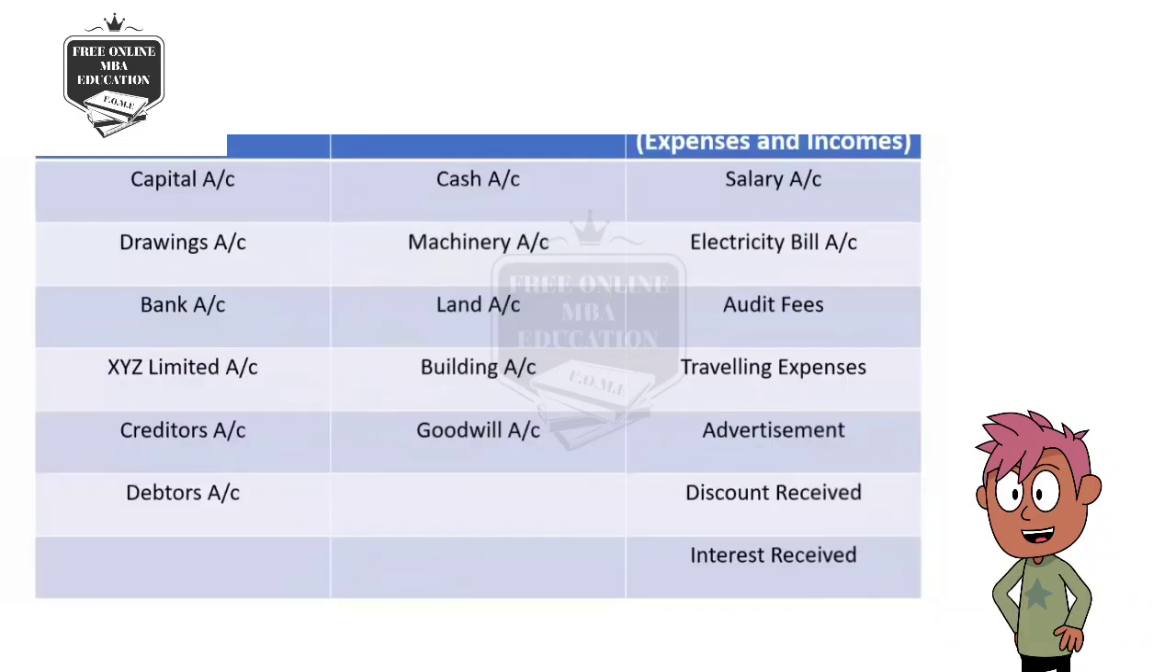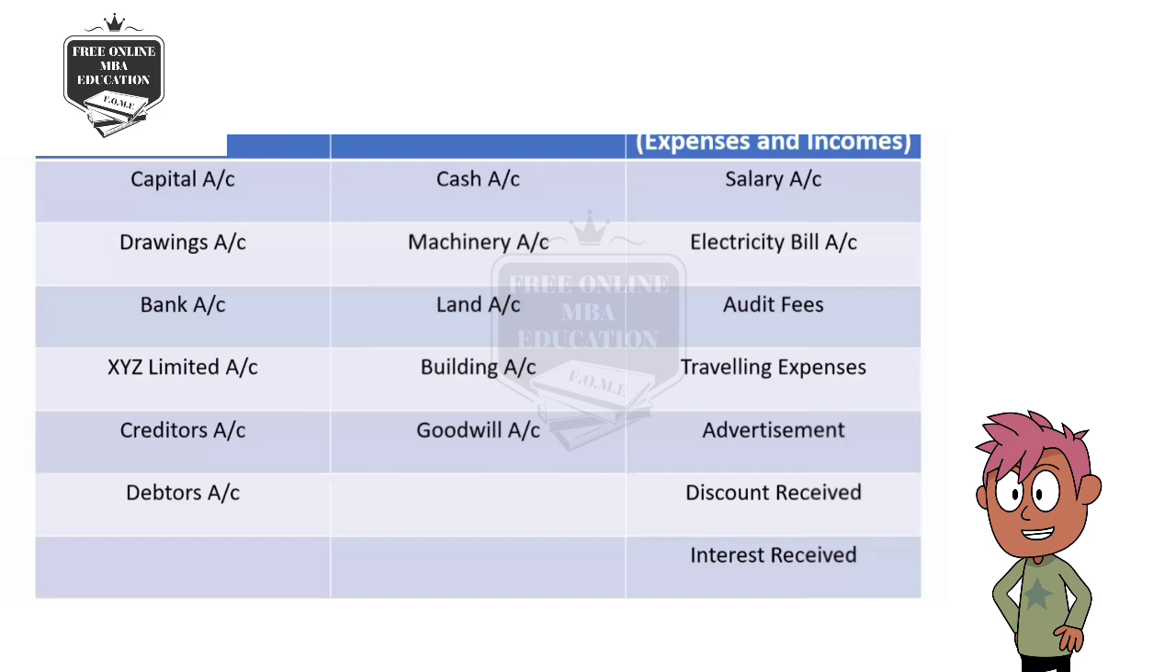So here is the list: personal account, real account, and nominal account. Personal account would contain the liabilities and assets. So capital account, that is a person is going to introduce some money in the business. In that case, it is going to be his money, so it is called his capital. So capital account will be a personal account.